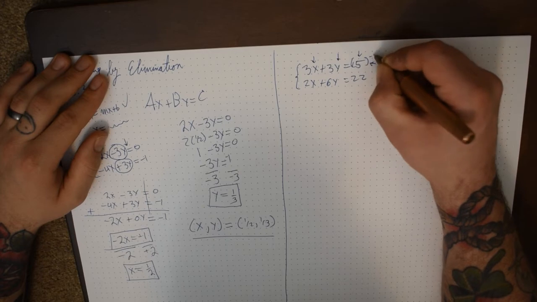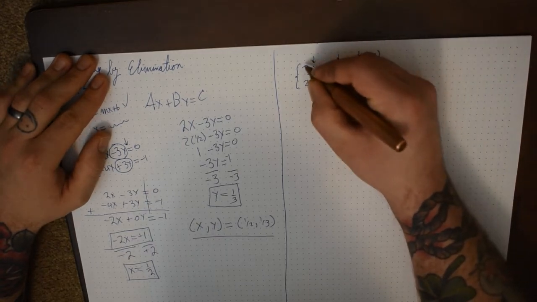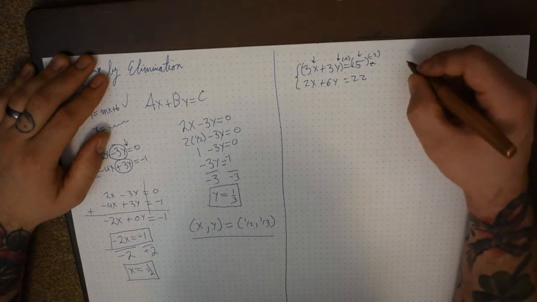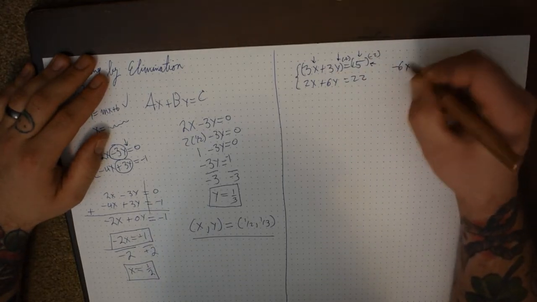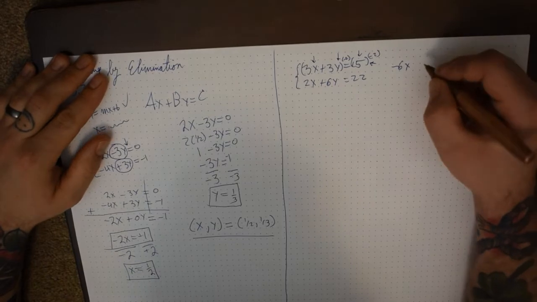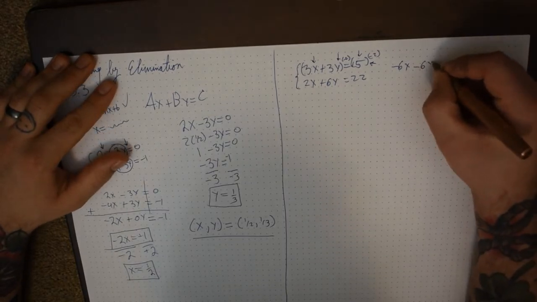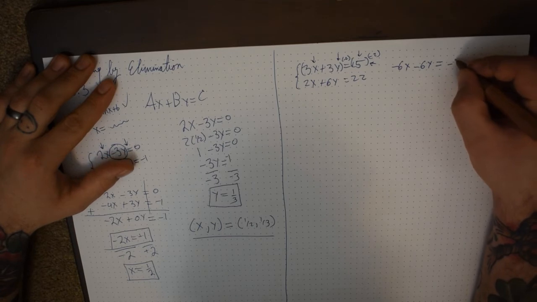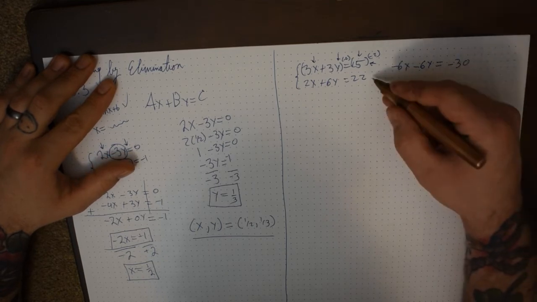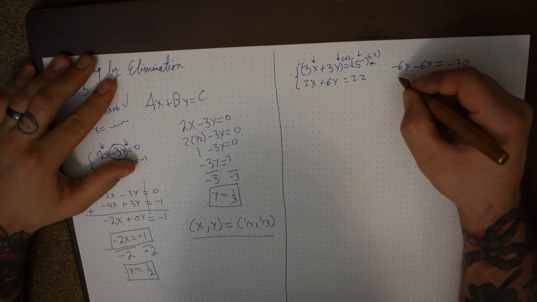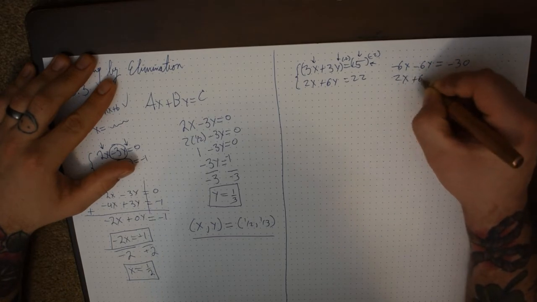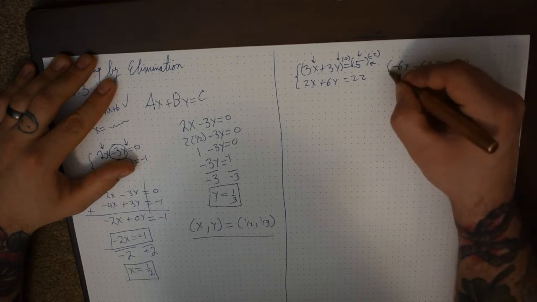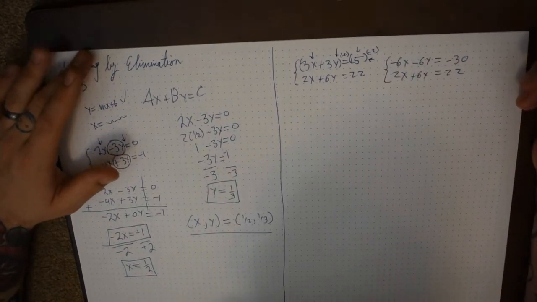We'll put a negative 2 and a negative 2. Negative 2 times 3x will give us a negative 6x. Negative 2 times 3y will give us a negative 6y. That'll be equal to negative 2 times 15, which gives us a negative 30. This bottom equation we haven't changed, so I'm just going to rewrite it: 2x plus 6y equals 22.